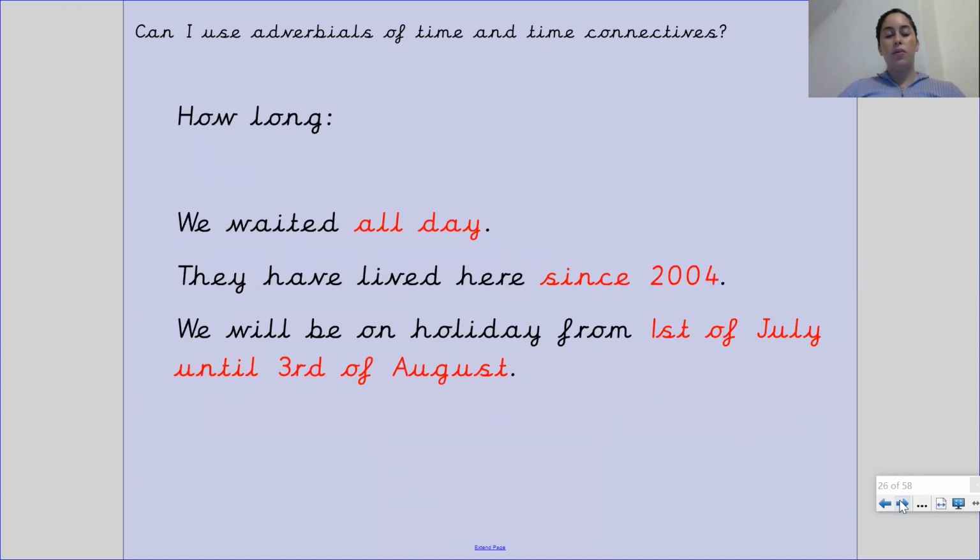Here are some examples of how long something is happening for. So we waited all day. How long did we wait? All day. It tells us how long we've waited for. They have lived here since 2004. So again, we know how long they have lived here for. We will be on holiday from 1st of July until 3rd of August. Again, telling us how long we will be on holiday for.